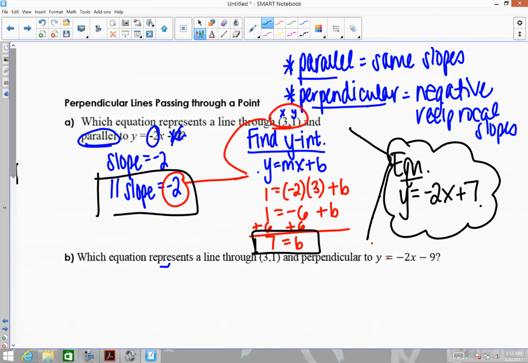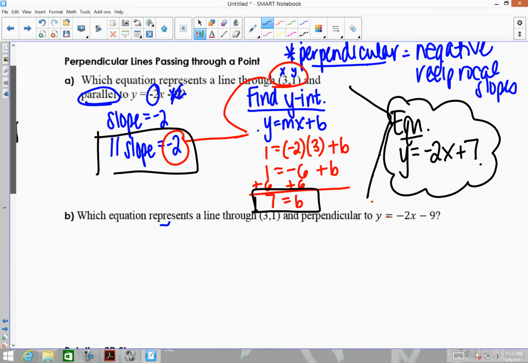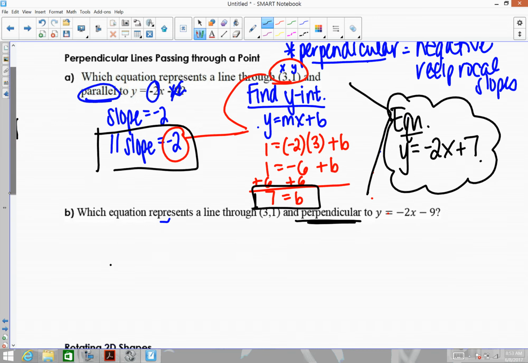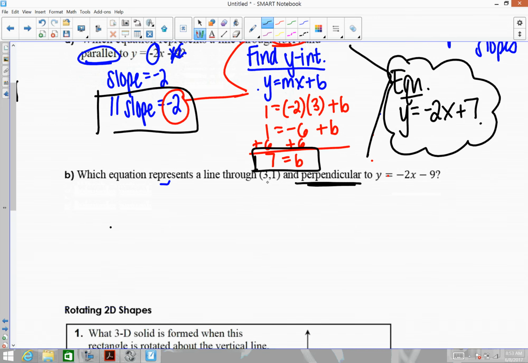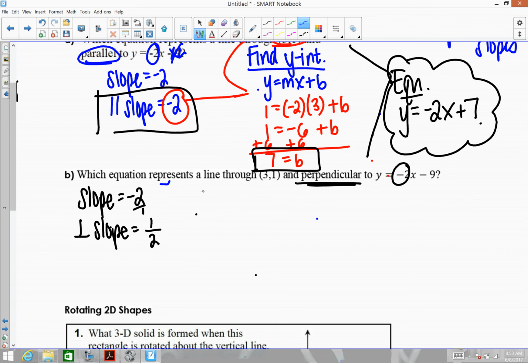The next one here, same idea, but it says you're going to find a line that's perpendicular. So which equation represents a line that's passing through this point and it's perpendicular to this? So the slope of the old line is -2 because it's already in y equals mx plus b form. So the perpendicular slope means you need to flip and negate that. Remember, that's over 1. So it's going to be positive 1 over 2. And then when you go to find the y-intercept, same process.